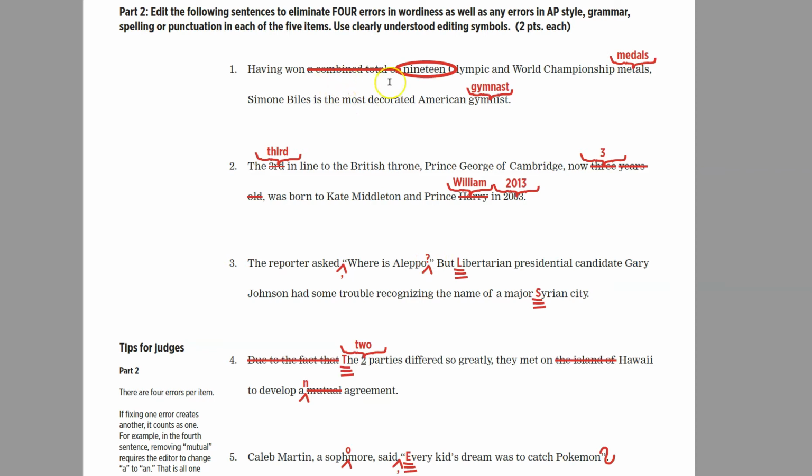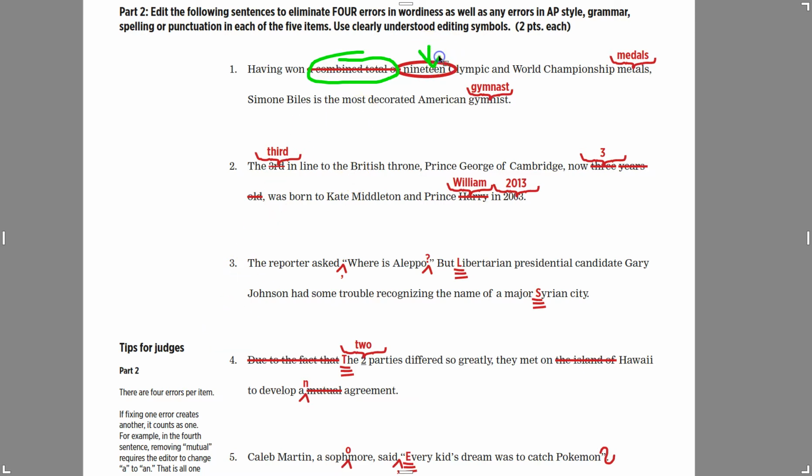But they're editing for wordiness. They're editing for spelling errors and those kinds of things. They're asking you to remove things that need to be removed, capitalize things that need to be capitalized, insert punctuation, and all of those things. So a quick rundown of some of these copy symbols. A strike through like this means to remove something.